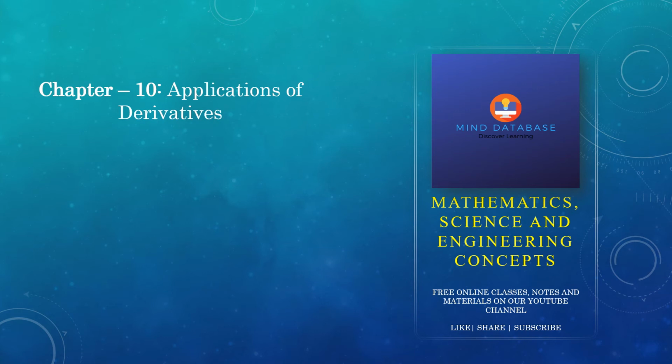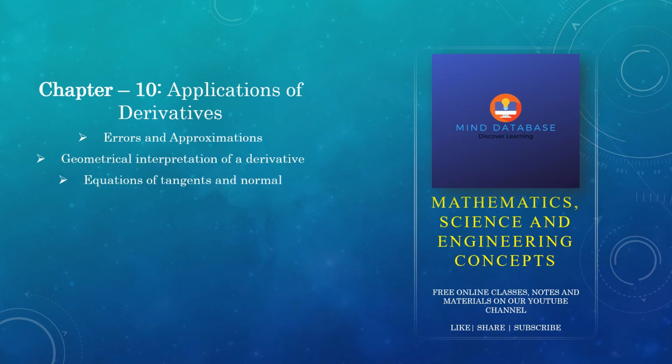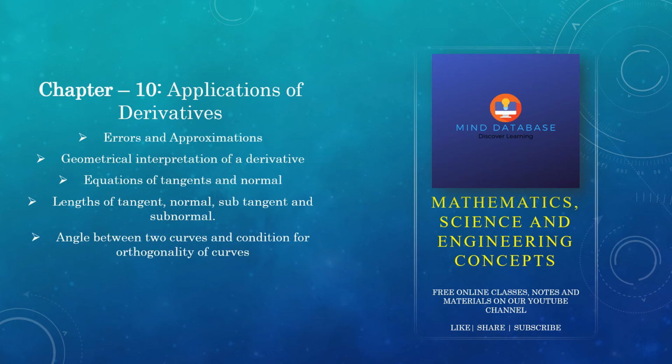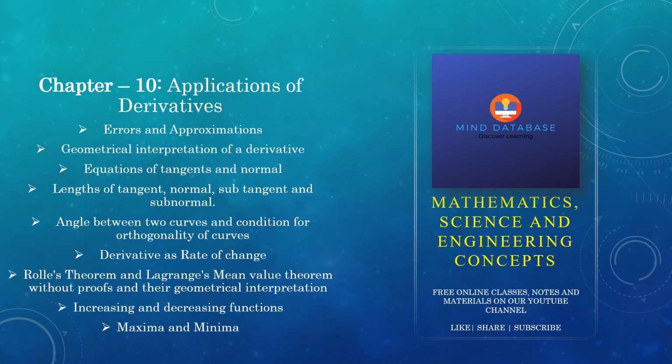In this chapter, we'll learn about errors and approximations, geometrical interpretation of a derivative, equations of tangents and normal, length of a tangent, normal, subtangent and subnormal, angle between two curves and condition for orthogonality of curves, derivative as a rate of change, Rolle's theorem and Lagrange's mean value theorem without proofs and the geometrical interpretation, increasing and decreasing functions, and finally we'll learn the concept of maxima and minima.